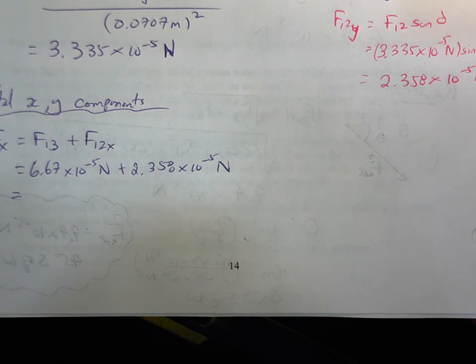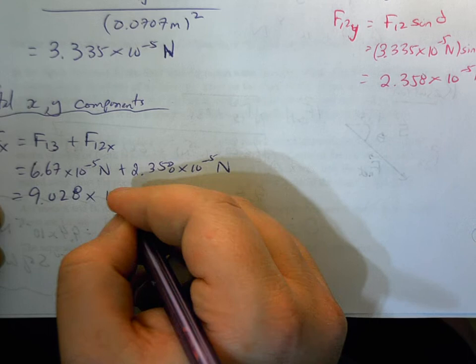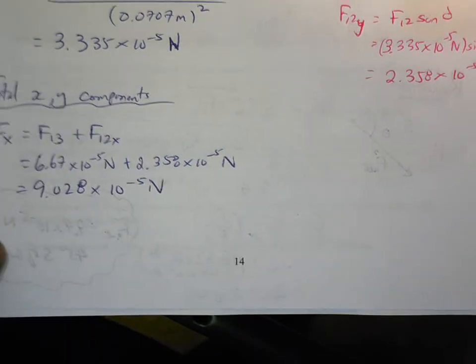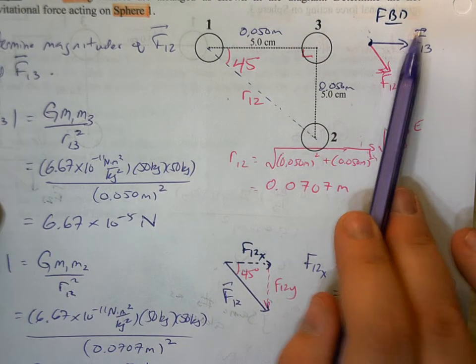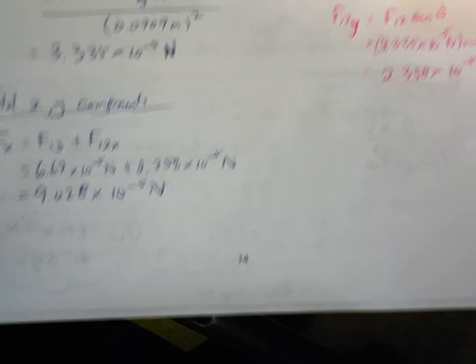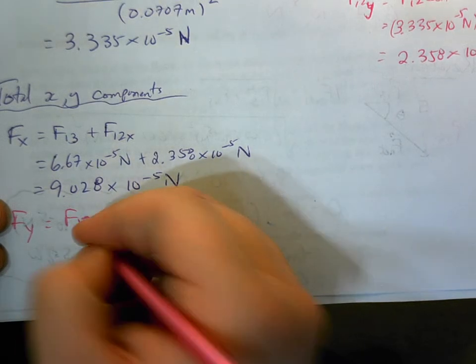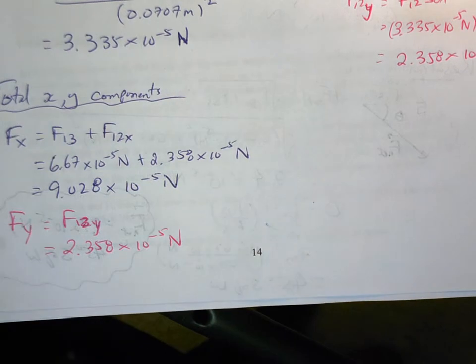Oh, let's see here. Calculator's doing a funny thing. Alright, let's try that again. So we're going to get about 9.028 times 10 to the minus 5 newtons. So that is my contribution in the X direction. For the Y direction, F13 is only in the X direction, so there is no contribution to the Y direction. The only thing contributing in the Y direction is the Y component of this force. So this piece here, which we've calculated. So we know that Fy is just going to be the Y component of F12, which we've already found to be this 2.358 times 10 to the minus 5 newtons.